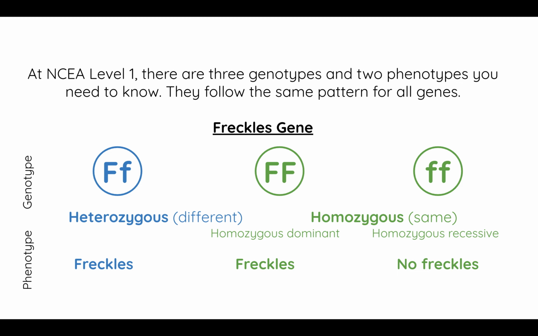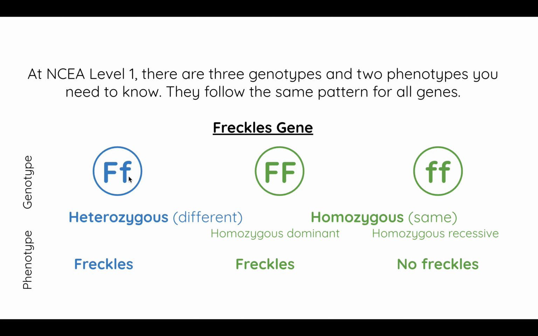So they always follow the same pattern for genes at level 1. You don't need to know any other explanation. We're going to go back to our freckles example from before. Okay, so these are our 3 possible genotypes. We can have big F, little f. We can have big F, big F, or we can have little f, little f.